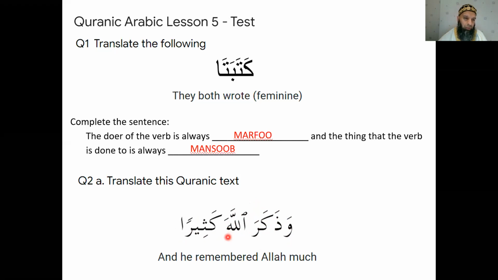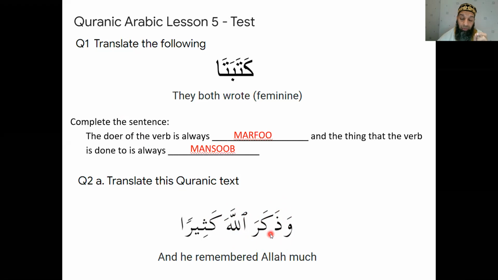Yeah, so the word Allah, oh, it's gone. Sorry, it's gone. Let me see if I can find it. The word Allah has a fatha and not a dhamma, so it's not marfu, correct. It is mansoob because of the fatha. Right? So, and he remembered Allah. Allah didn't do the remembering. The remembering is being done regarding Allah.